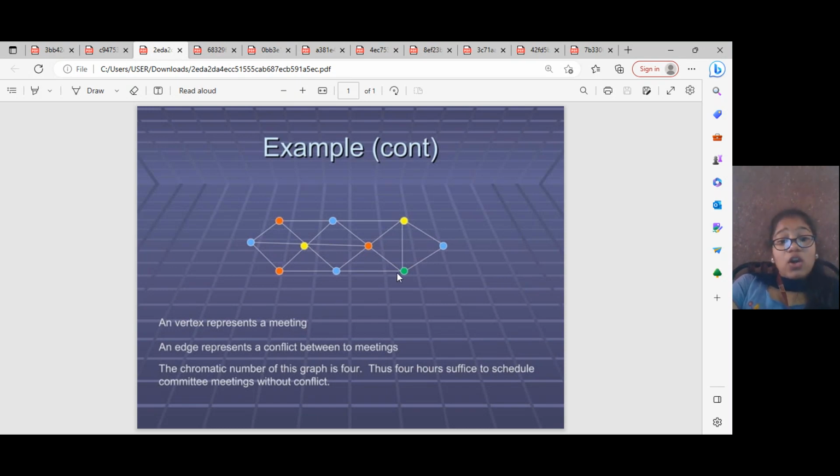Again here we cannot take orange because here is orange, and as we have taken blue here, we cannot take blue also, and here there is yellow, so we cannot take yellow also. So we have taken another color which is green. So now the chromatic number is 4.